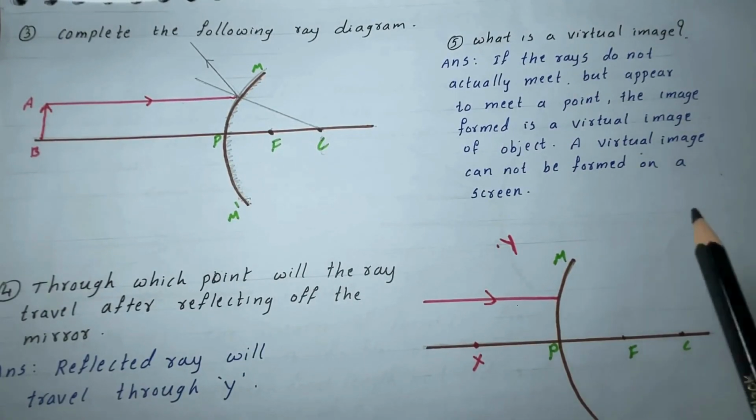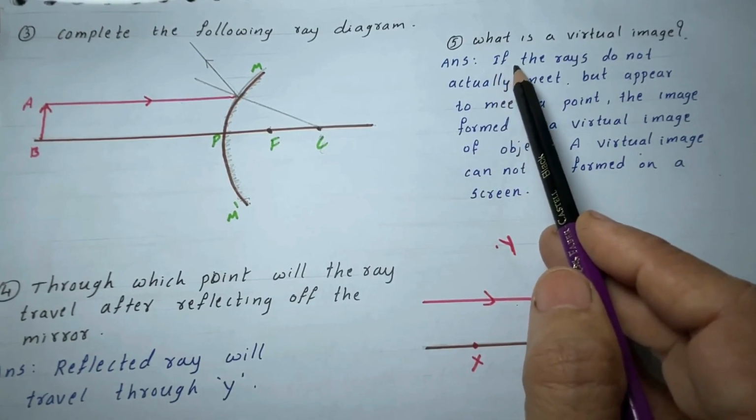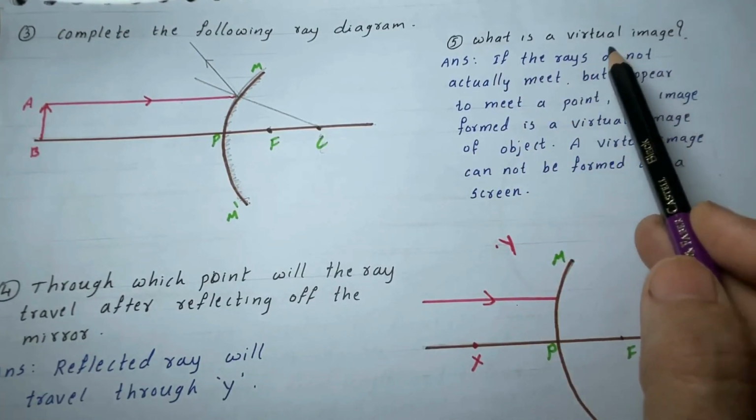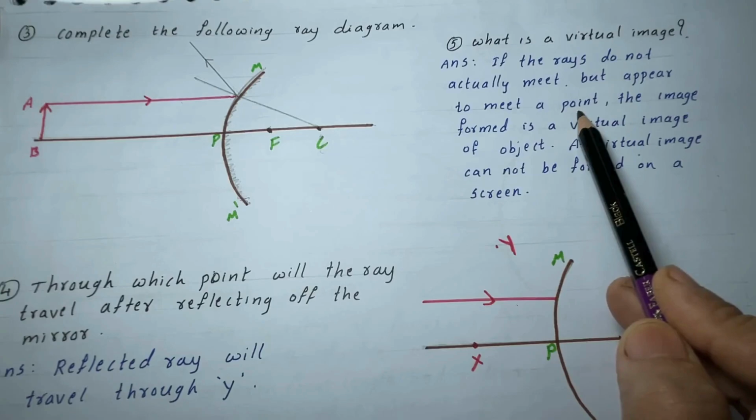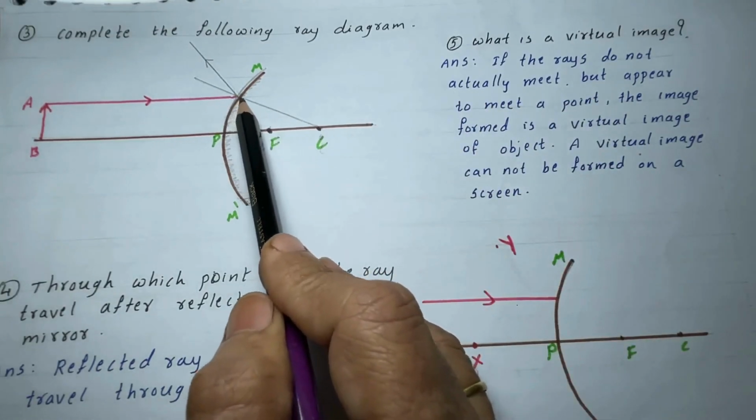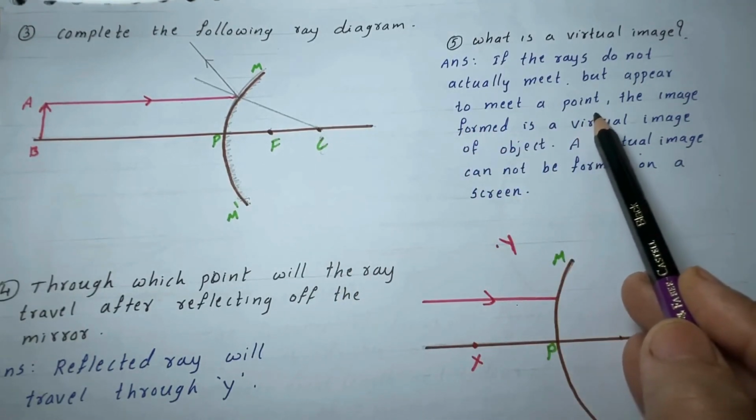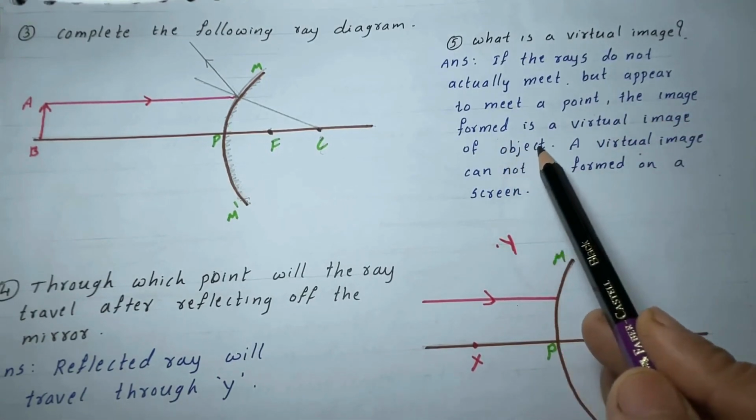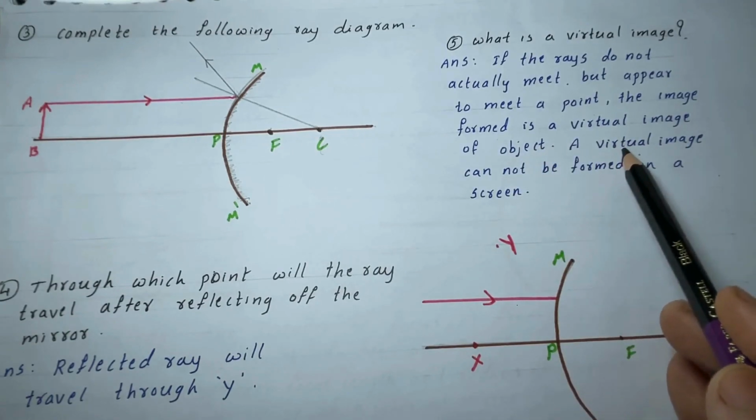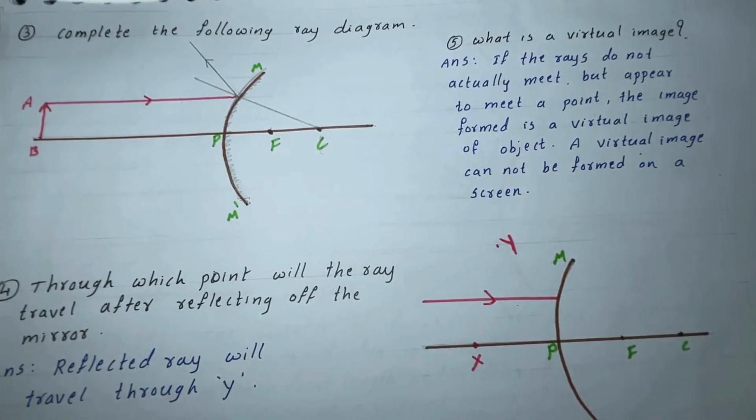And the next question is, what is a virtual image? Our answer is, if the rays do not actually meet but appear to meet at a point, the image formed is a virtual image of the object. A virtual image cannot be formed on a screen. That is, we cannot catch the virtual image on a screen.